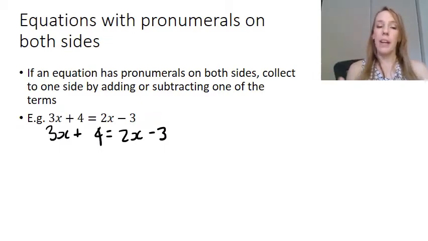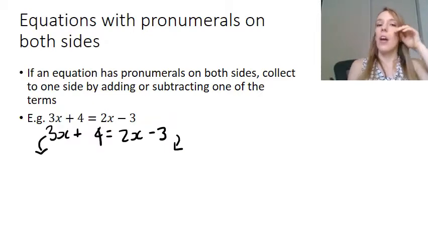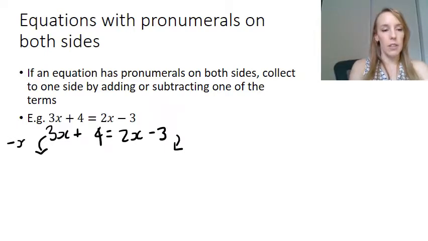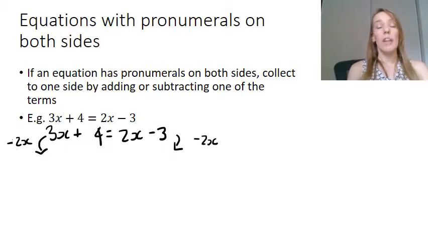So the one I'm going to get rid of is the 2x, which is on the right hand side of the equation. To do that, I'm going to do the inverse, which is kind of like the opposite. The opposite of adding 2x is taking 2x. So I'm going to subtract 2x. Okay, so I'm going to subtract 2x from both sides. Take 2x, take 2x.